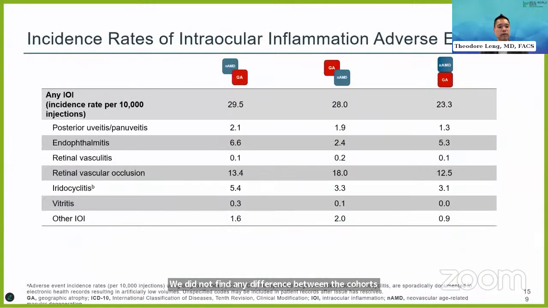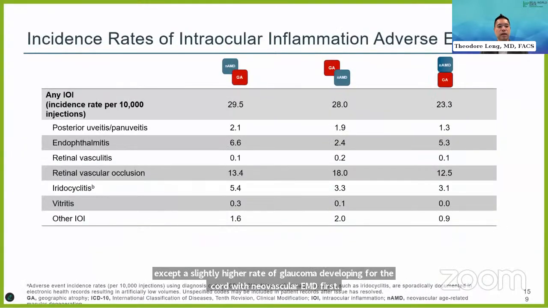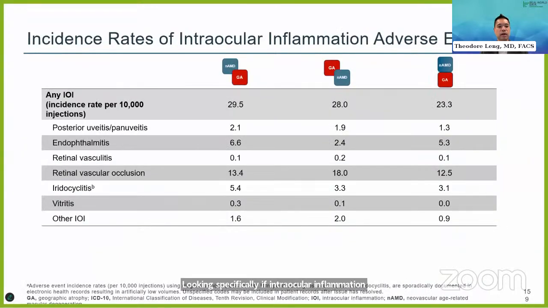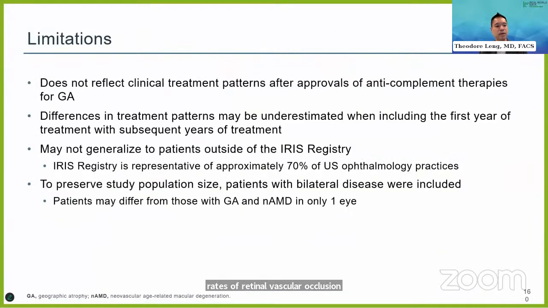Looking specifically at intraocular inflammation, the rates of any IOI were highest for those with diagnosis of neovascular AMD prior to diagnosis of GA, specifically for endophthalmitis and iridocyclitis. Rates of retinal vascular occlusion were highest for those with GA prior to neovascular AMD.